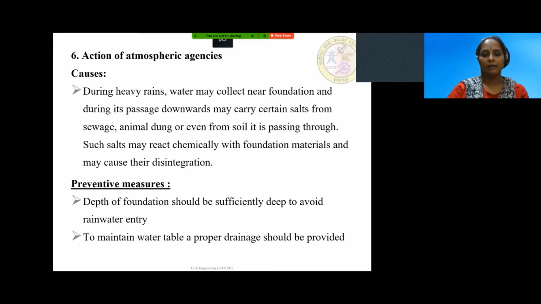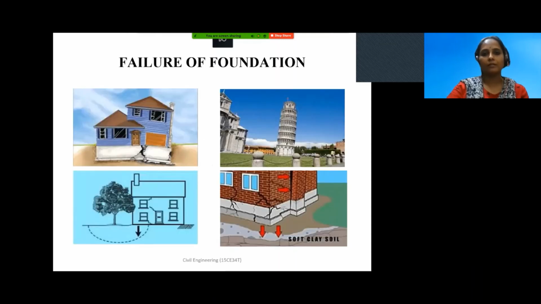Okay, I'll show a picture showing different types of failures of foundation. See, this is unequal settlement. So this is tilting, and this is due to atmospheric agencies. So there are cracks that have developed, and this is due to different types of soil and unequal settlements, and cracks have developed in the building. Okay, we'll move on to the next slide.